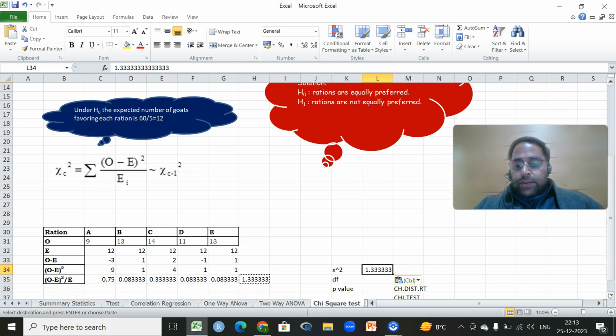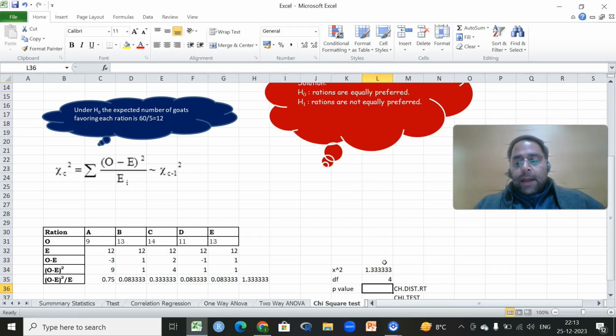Then we have to get the degrees of freedom. Since the total number of categories are 1, 2, 3, 4 and 5, we have C minus 1, that is 5 minus 1 is 4. Now how to get the p value for this number of degrees of freedom and for this calculated chi-square, so that we can make a decision whether to accept or to reject the null hypothesis. To accept the null hypothesis means that all these categories, or different types of feeds or rations, are equally preferred.